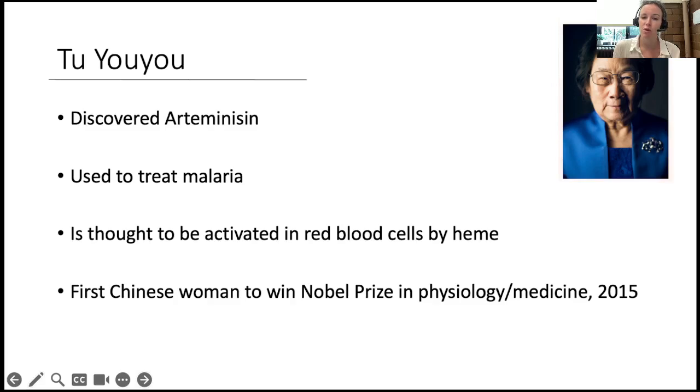Today's Meet a Scientist moment is Tu Youyou. She discovered artemisinin, which is a drug used to treat malaria. It's interesting because this drug is thought to be activated in red blood cells by the heme. She was the first Chinese woman to ever win a Nobel Prize, and she won the Physiology and Medicine Prize in 2015.